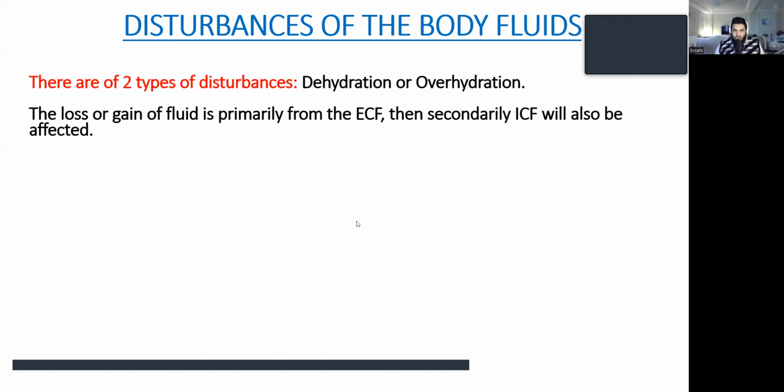All right. So this much we understood. Now dehydration, which means less water. Less water where? In the ECF.